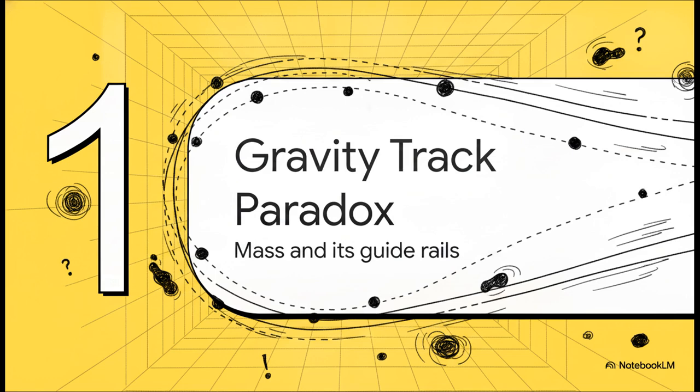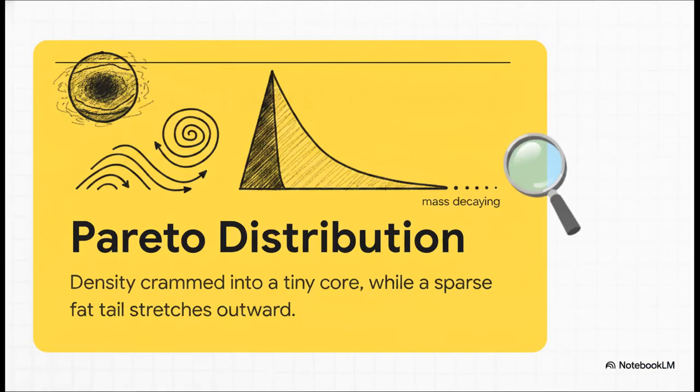Section 1. The gravity track paradox. Okay, let's dive into this first part and look at why mass actually needs a physical guide rail just to move. When mass travels through space, it's fundamentally at the mercy of the medium it passes through. You see, real planets and stars aren't perfectly uniform. They have incredibly dense cores, kind of like Earth's iron center. This creates what physicists call a Pareto distribution. Essentially, it's a power law spike, where a massive amount of density is crammed into a tiny core, leaving a long, sparse, fat tail stretching outward.